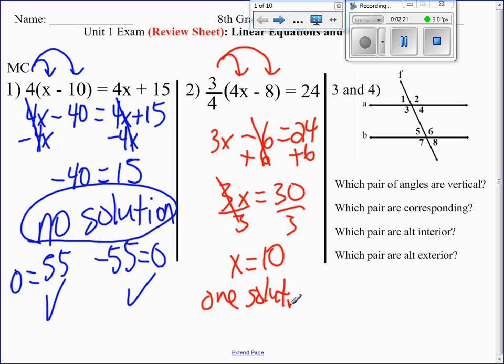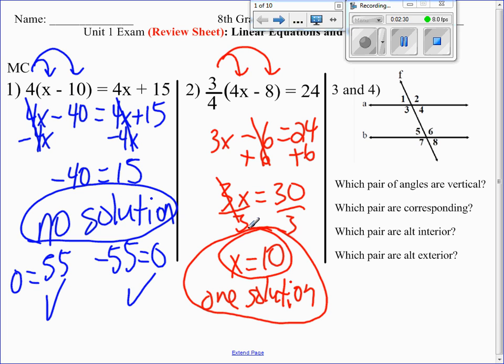You don't always have to write this. It depends on what the question is. So just make sure that you're answering the question. If the question is solve for x, then x equals 10 is your answer. If the question is how many solutions are there, then you need to write one solution.